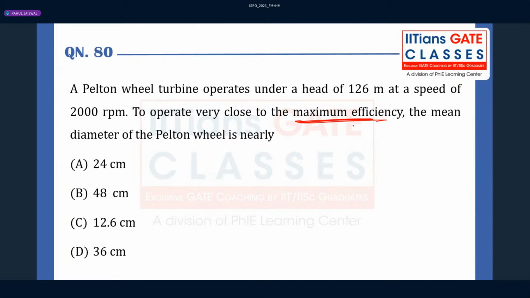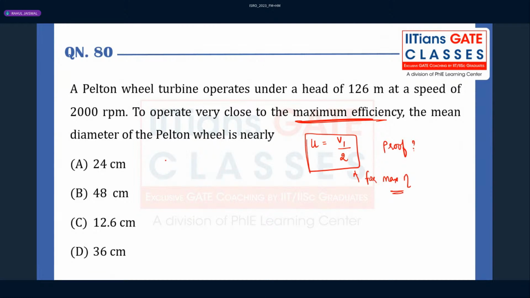For maximum efficiency, we know that the speed of the blade should be V1 divided by 2. The proof I will give in the next class, right? But right now we will prioritize our solution. What will be the answer for this question? For maximum efficiency, this particular thing should be the condition for a Pelton turbine.